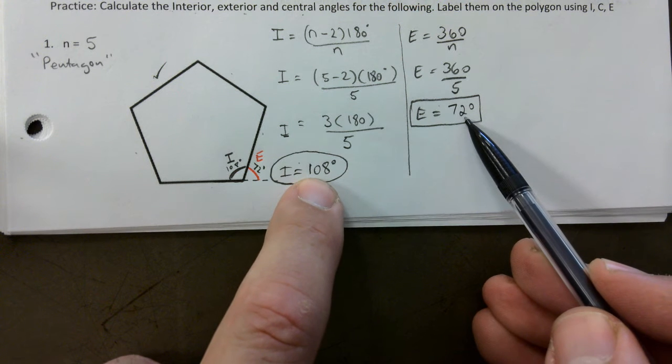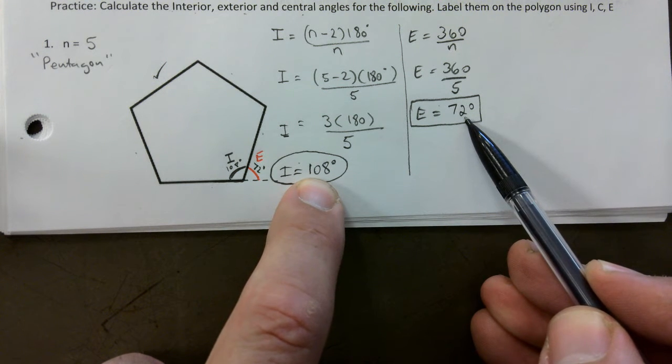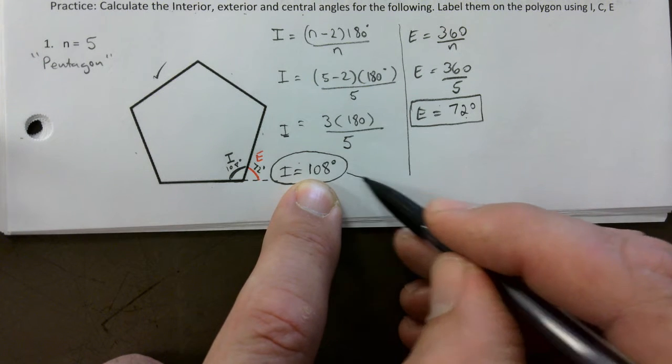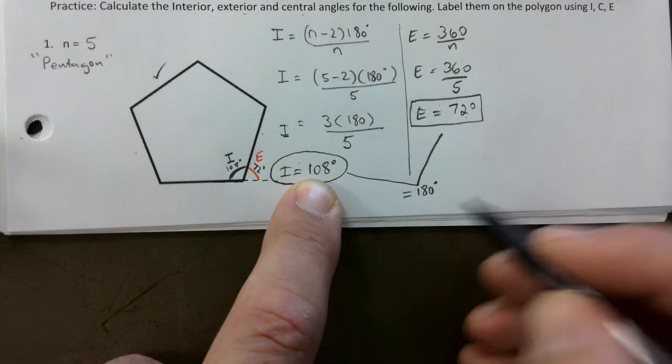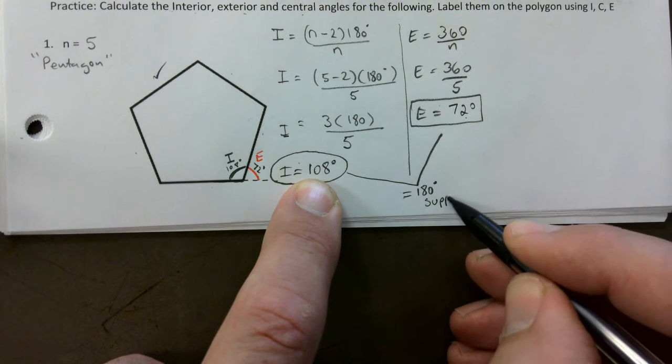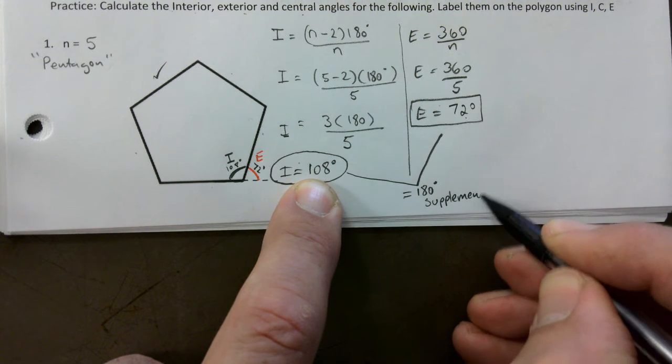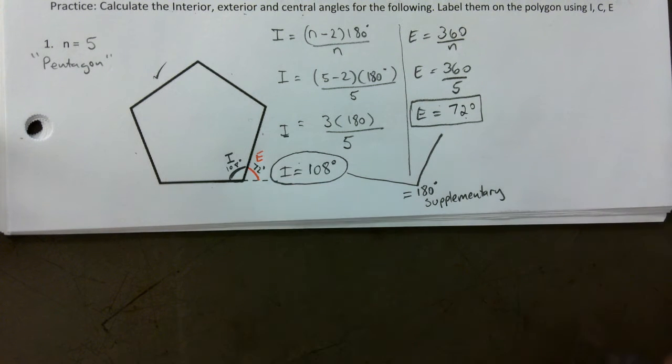Can you see what they add up to? It's actually fairly simple to see. They add up to 180, right? So I will do this. Equal to 180, supplementary. Okay. They're always supplementary.